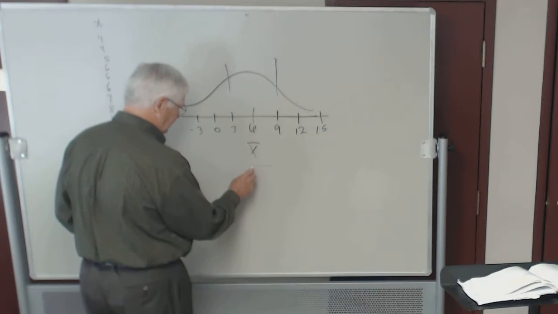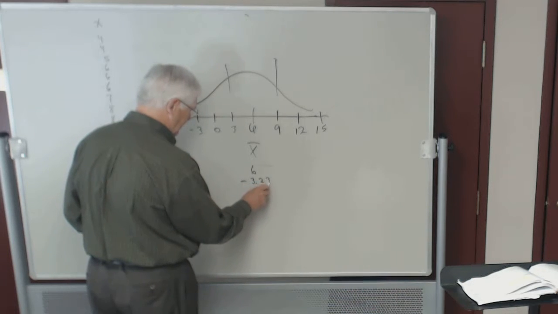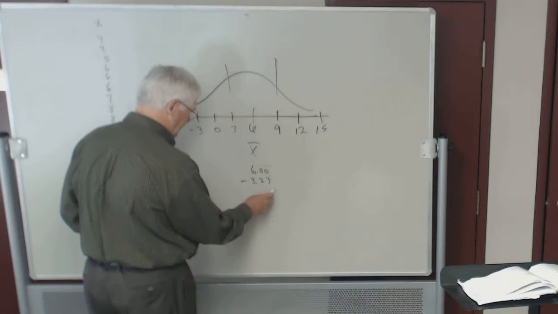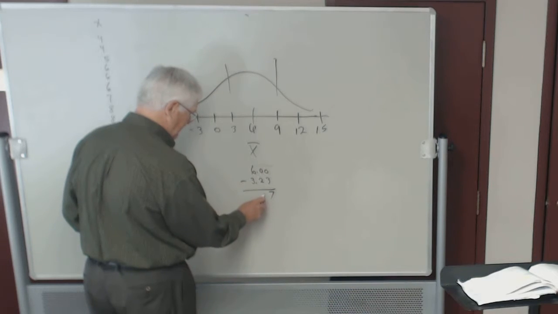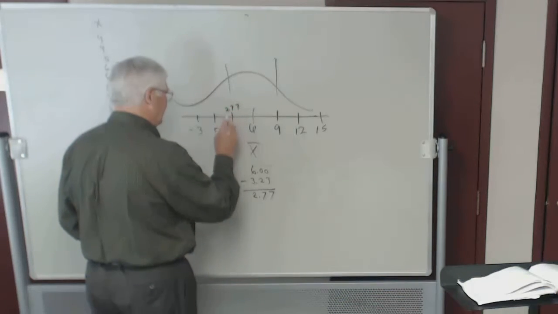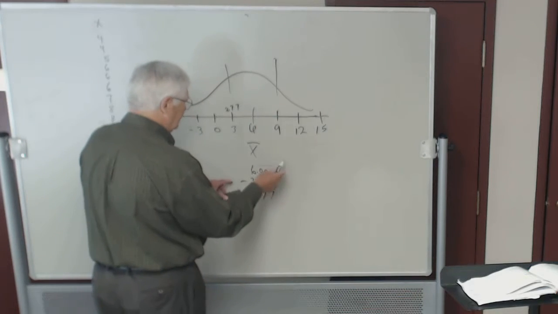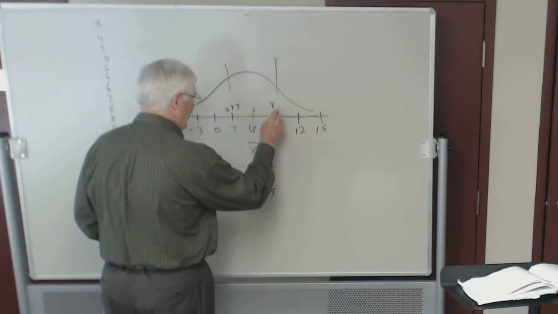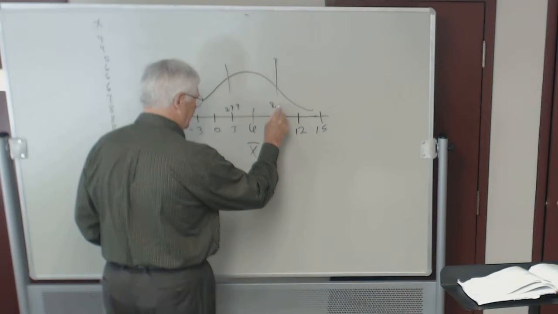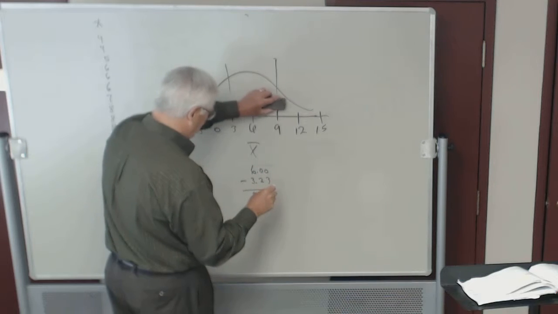Actually, if we took 6 minus 3.2, that would be 2.77. 2.77 would be the exact number there. And 6 plus 2.77 would be 8.77. No, sorry about that.